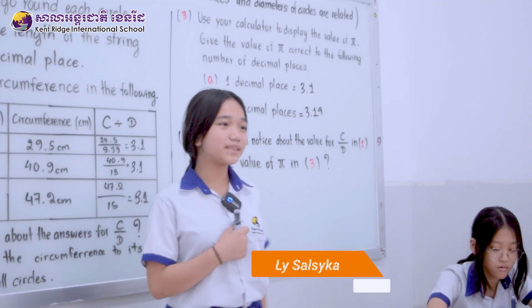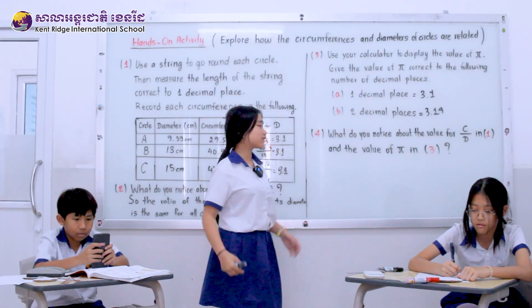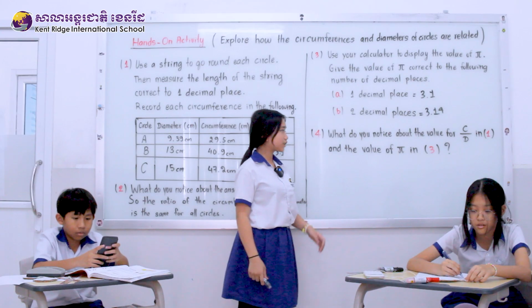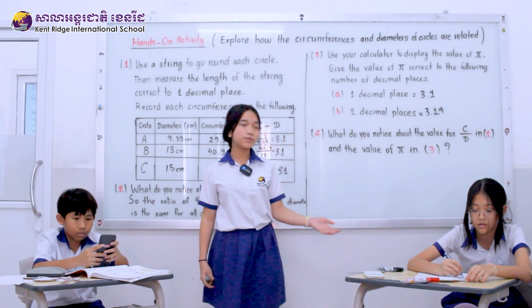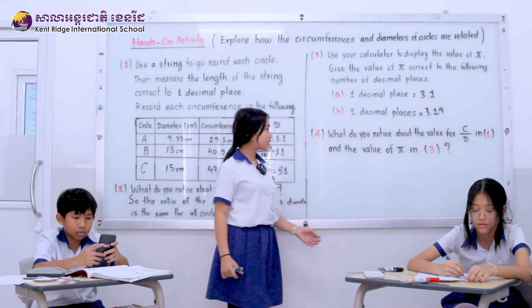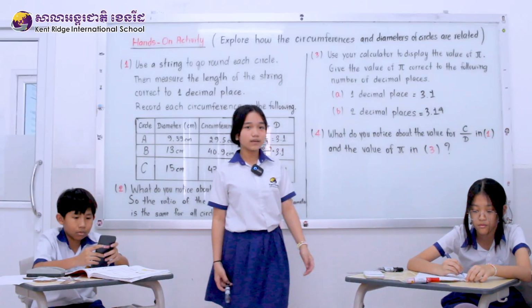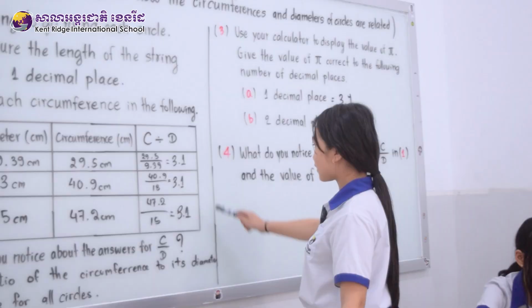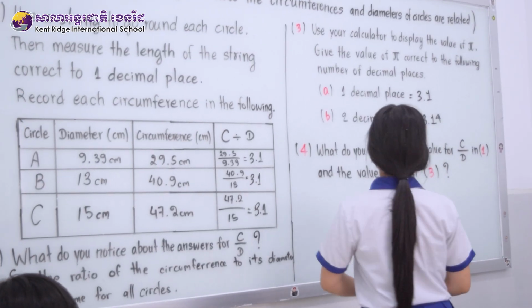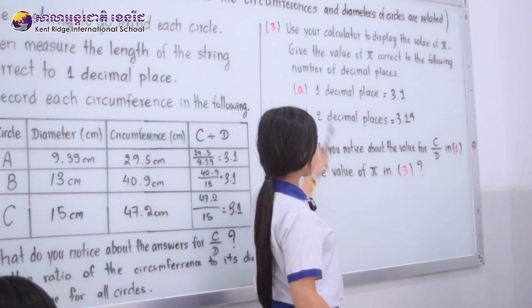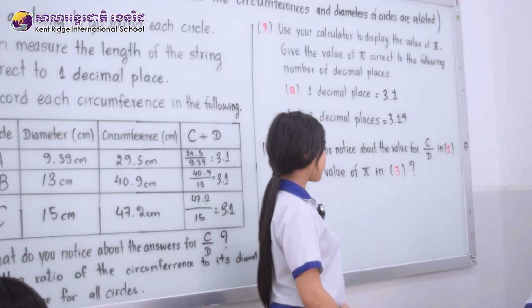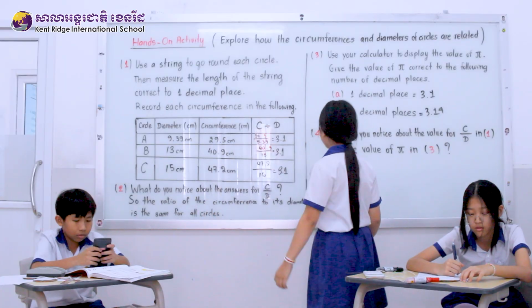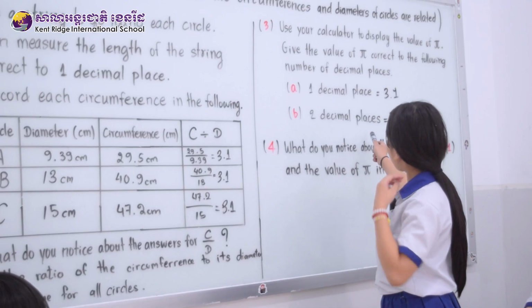Now I'm gonna give my chance to Sika to do her problem. Hello everyone, my name is Sika, and for me, I also want something to show you. I'm going to show you how the value of the ratio of circumference to its diameter is equal to the value of pi. So based on question 1 and question 3, we can see that the answer is all 3.1. So then we can conclude that circumference to its diameter and pi is the same.